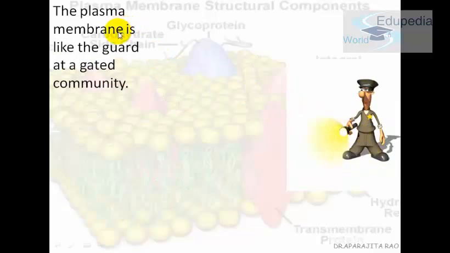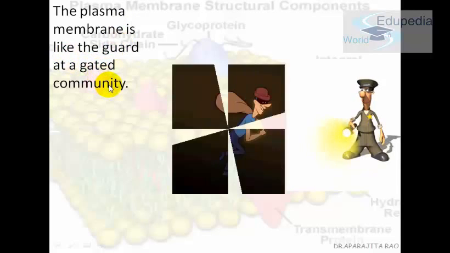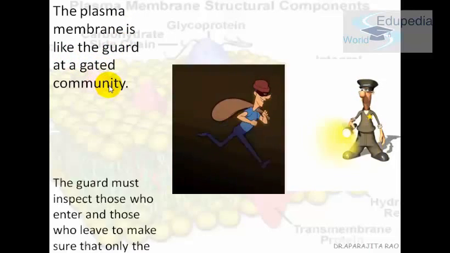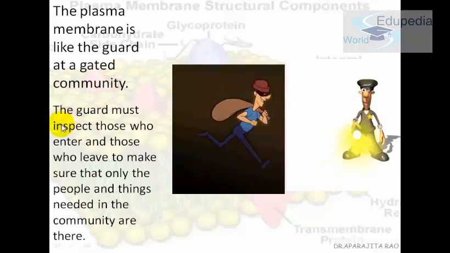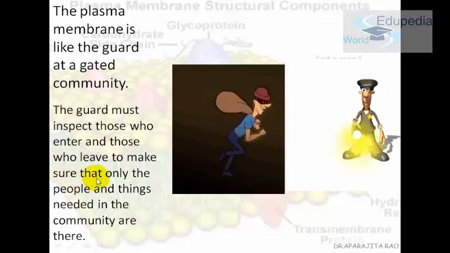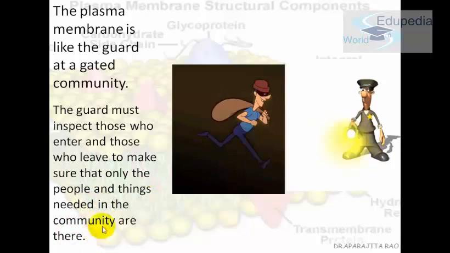So the plasma membrane is like a guard at a gated community, and it is the duty of the guard to inspect who enters the house and who leaves, and make sure that only the people and things needed in the community are there.